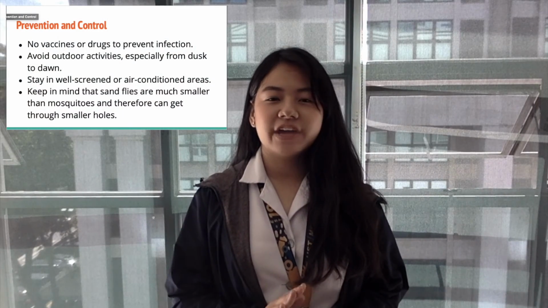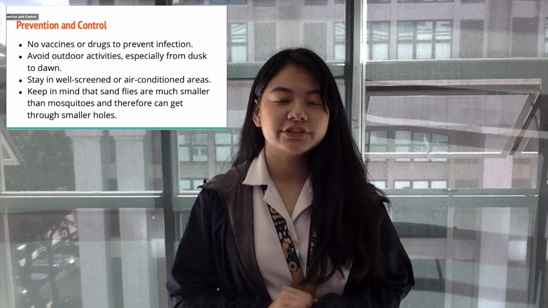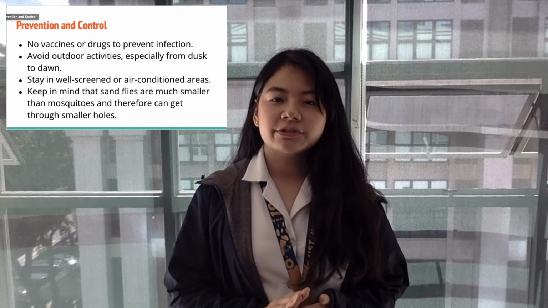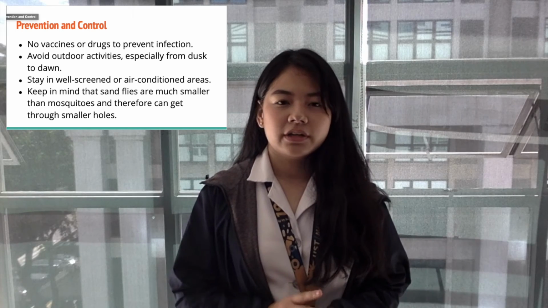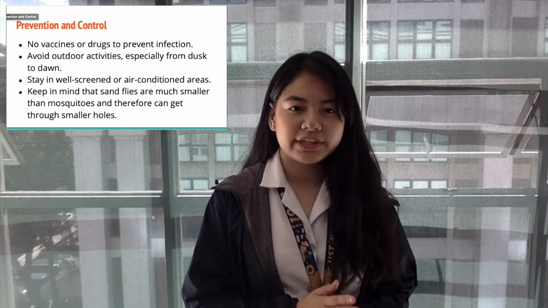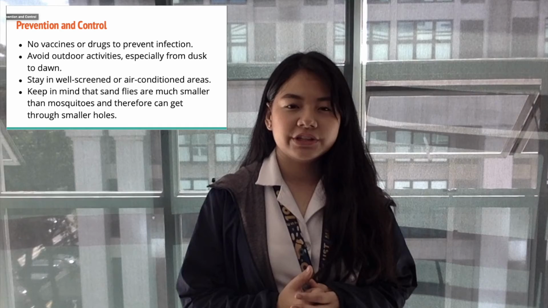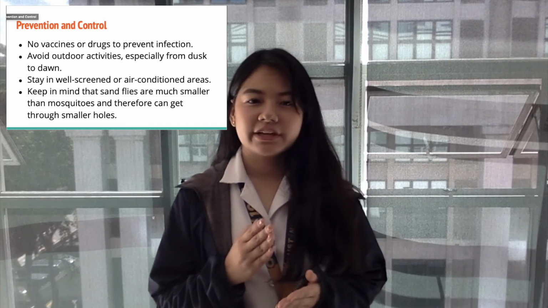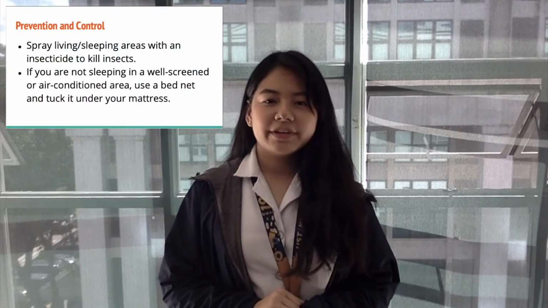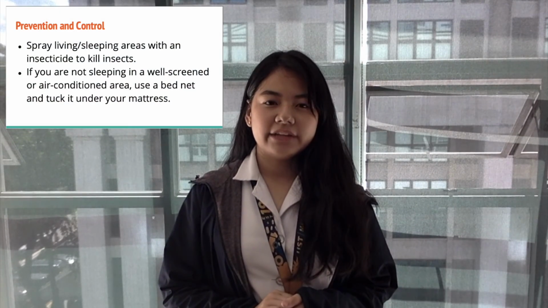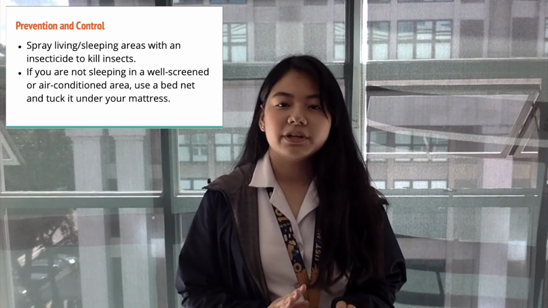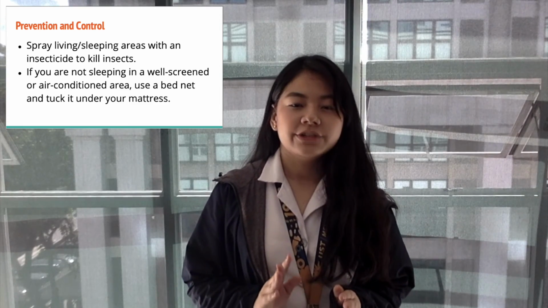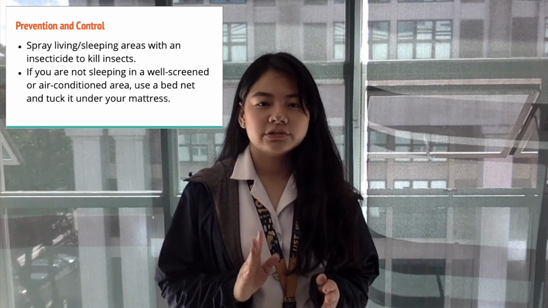Prevention and control. As of now, no vaccines or drugs to prevent infection are available. Avoid outdoor activities, especially from dusk till dawn, as the sandflies are more active at those times. Stay in well-screened or air-conditioned areas. Keep in mind that sandflies are much smaller than mosquitoes and therefore can get through smaller holes. Spray living or sleeping areas with insecticide to kill the insects. If you are not sleeping in a well-screened or air-conditioned area, use a bed net or kulambo and tuck it under your mattress. These are our references.